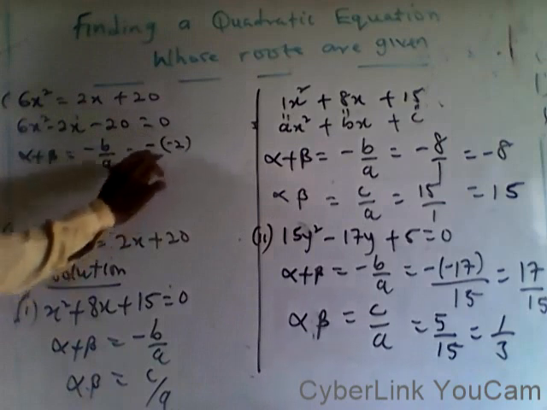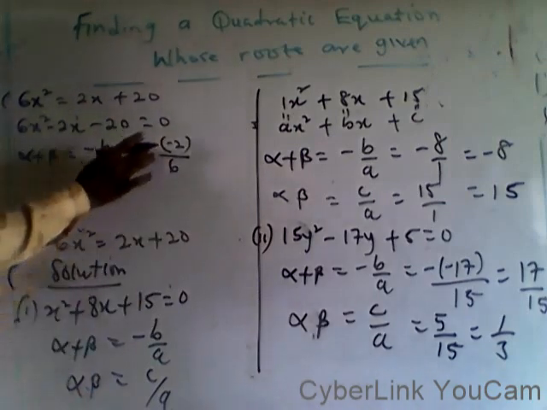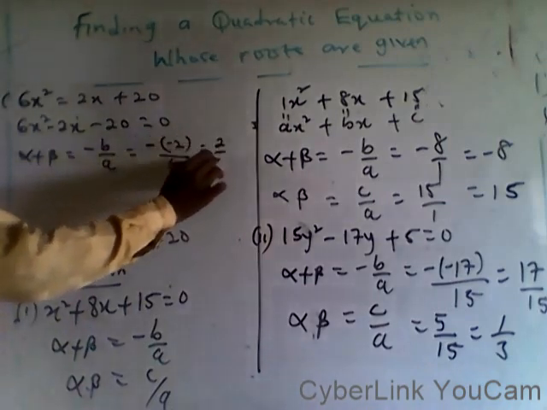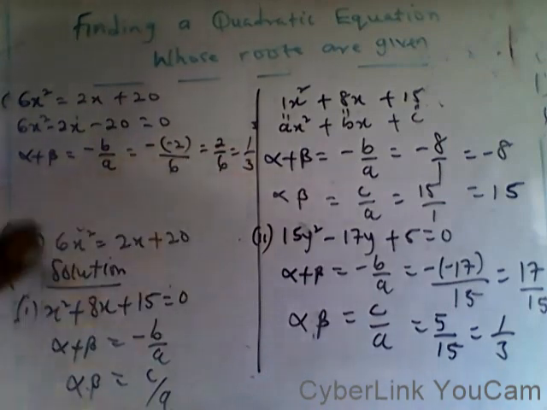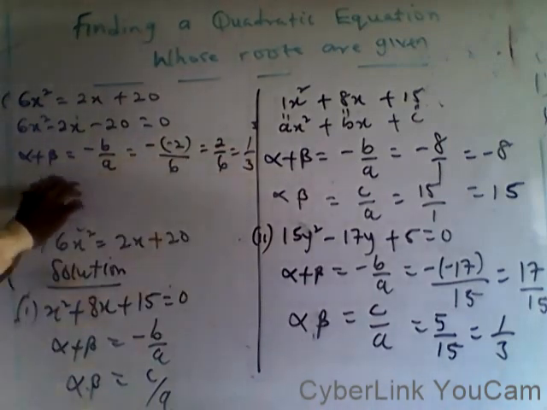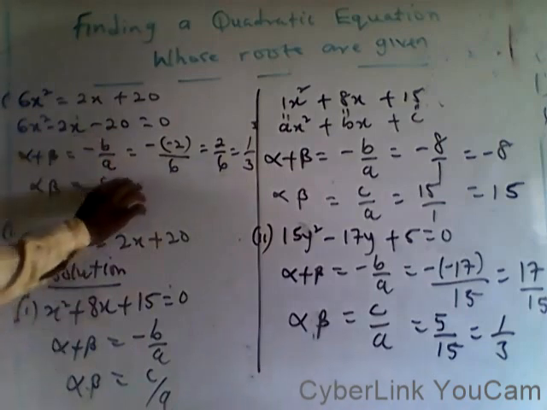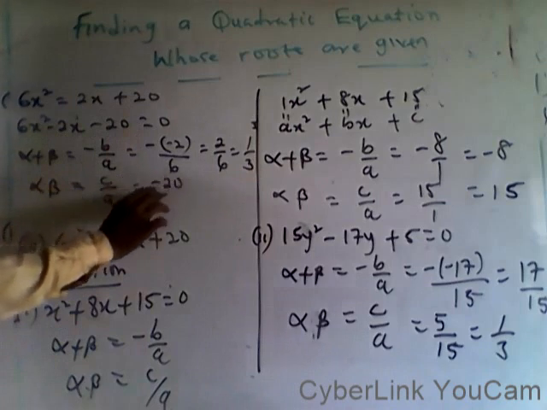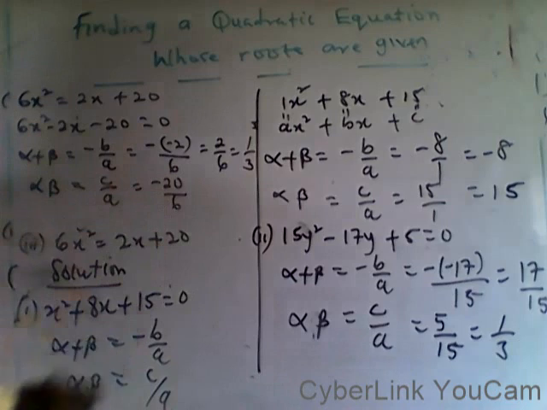Minus 2 over a, which is 6. That is over 6. Minus multiplied by minus, what is that? You are going to have 2 over 6, and that is 1 over 3. And for the product, you have alpha beta, which is c over a. What is your c? The last number here, and that is minus 20 over a. What is your a? That is 6. You can see, cut it.